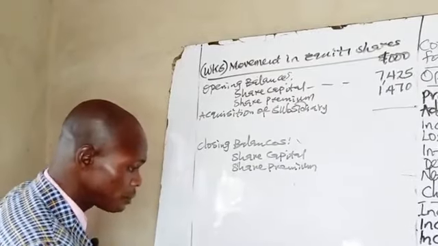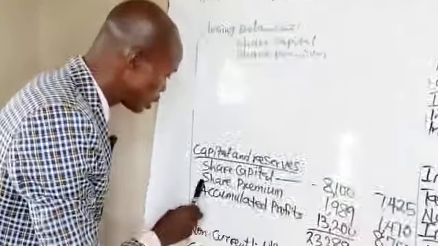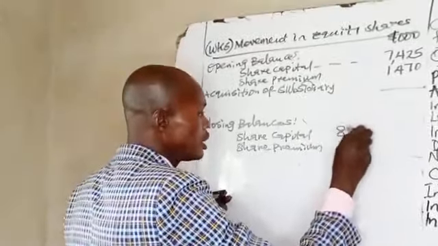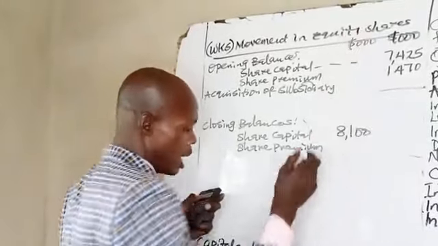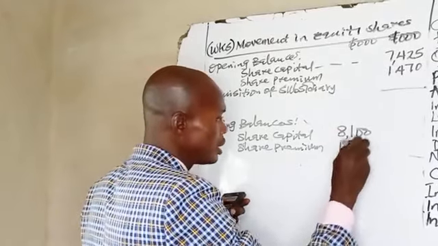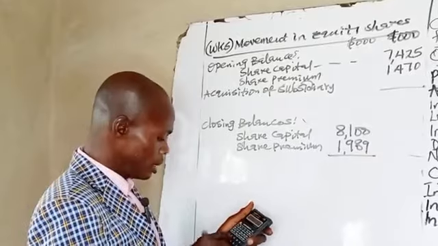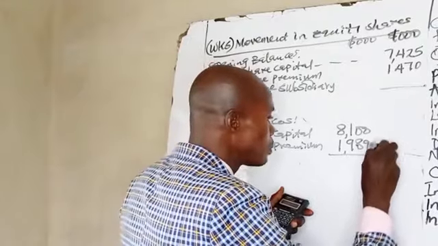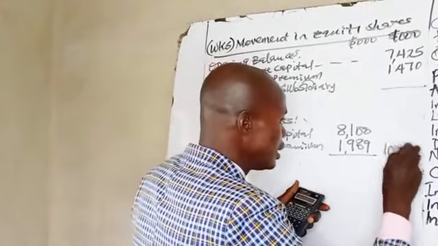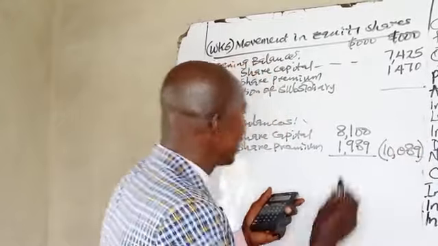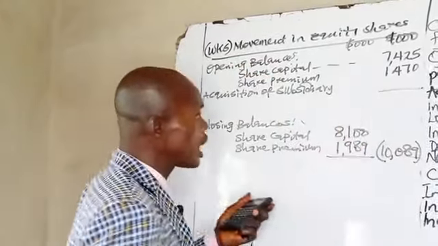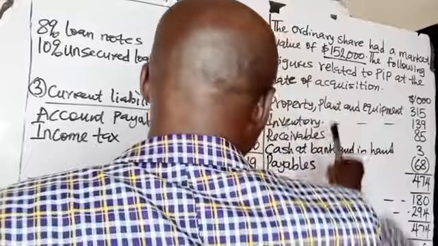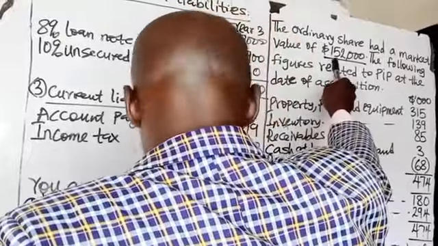Closing balance, share capital, 8,100. Share premium, 1,989. This is totaled: 8,100 plus 1,989 is 10,089. The subsidiary which was acquired during the period, how much is the share consideration? The ordinary share had a market value of 152,000. So the share consideration is 152,000.